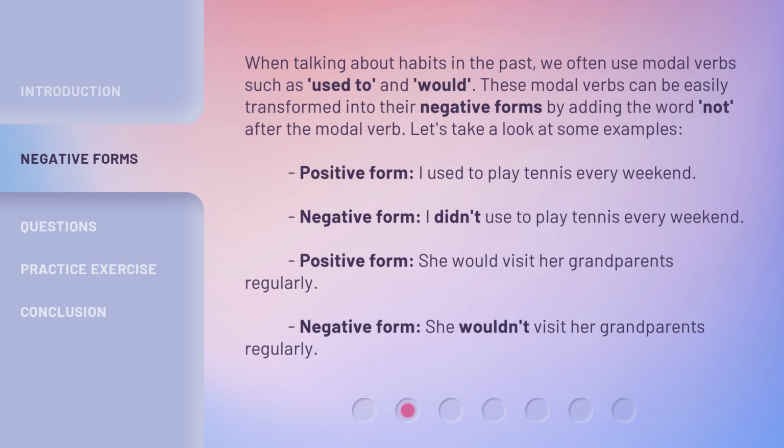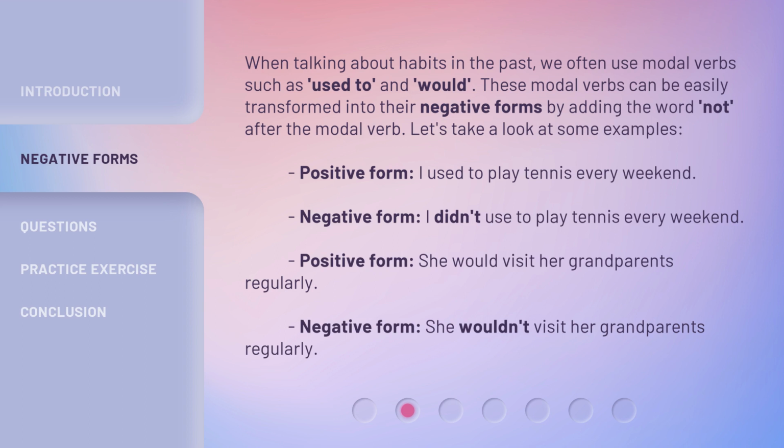When talking about habits in the past, we often use modal verbs such as used to and would. These modal verbs can be easily transformed into their negative forms by adding the word not after the modal verb. Let's take a look at some examples.